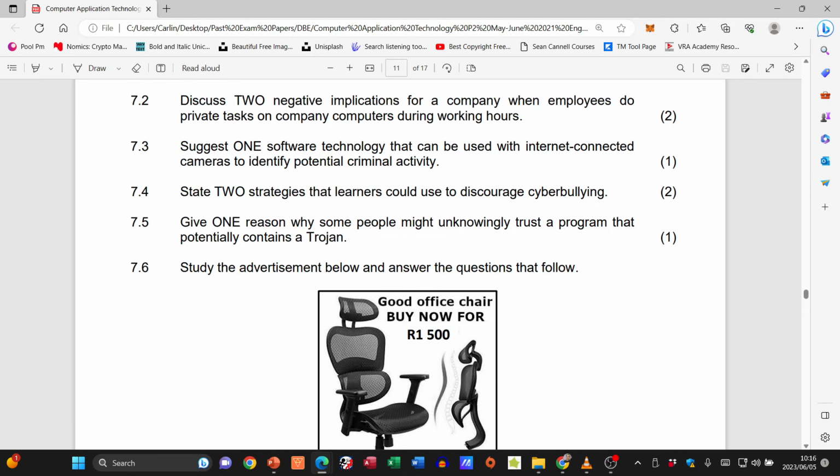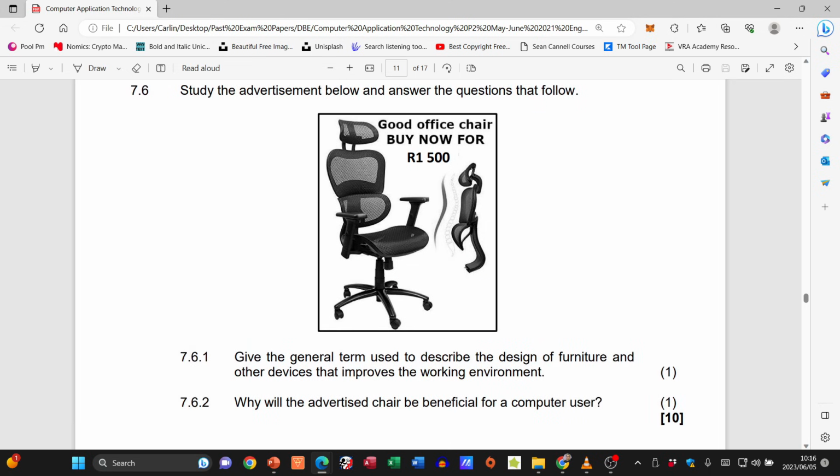Then 7.5, give one reason why some people might unknowingly trust a program that potentially contains a Trojan. Why? Because a Trojan, remember the definition of a Trojan? It pretends to be something useful. Pretends to be a useful program. So it's pretending to be that, but it's not. That's why people might unknowingly trust it.